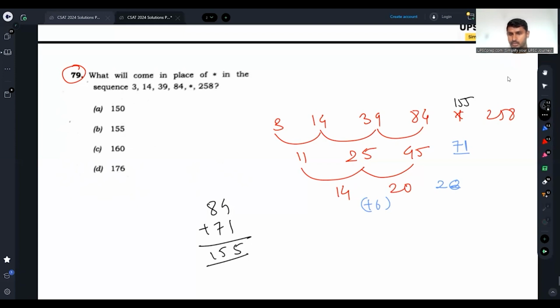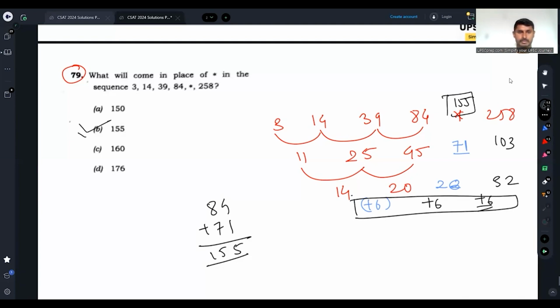Now let's check whether it is true or not, right? The difference between 84 and 155 is 71, again the difference between 258 and 155 is 258 minus 155, 103, right? Now if you just validate the difference between 103 and 71, it should be 32, right? If you see here, the common difference: 14 plus 6 is 20, 20 plus 6 is 26, 26 plus 6 is 32. The common difference in the second level is always 6. So it means that 155 should be the correct answer. So option B.